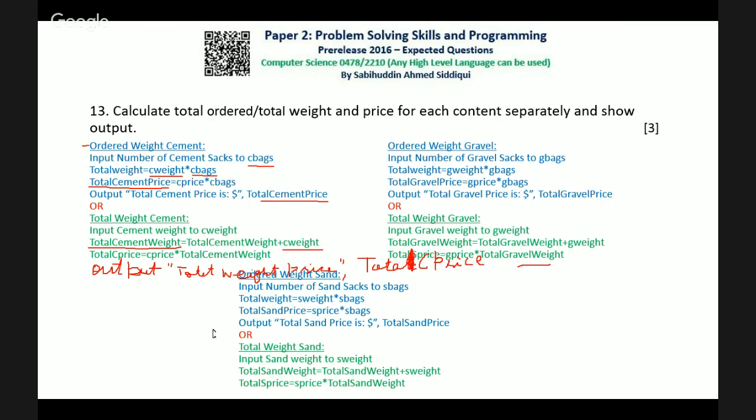Calculate total ordered or total weight and price for each content separately and show output. So this is the way you have demonstrated all the calculation for ordered and total weight for each content, and you have shown the output.